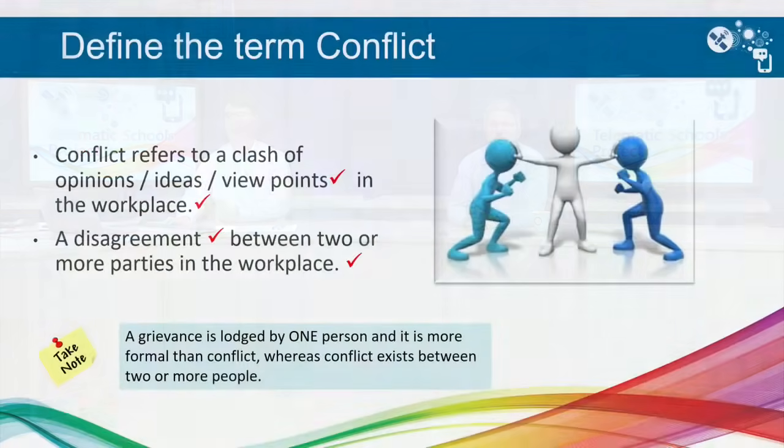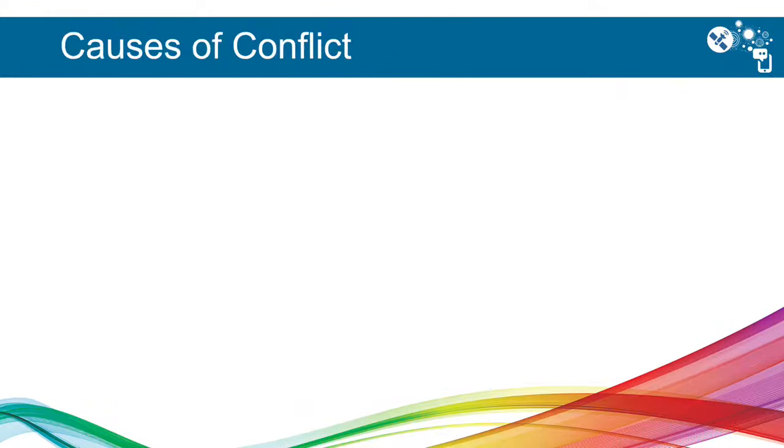All right. Okay, just take note of what we've got up on the screen there. That's obviously exactly what Mr. Van Zyl has been referring to. A grievance is lodged by one person and is more formal than conflict, whereas conflict exists between 2 or more people. So people could have a disagreement, but as soon as it becomes an issue where it might become a legal standpoint, then it becomes a grievance. So keep that in mind for next year.